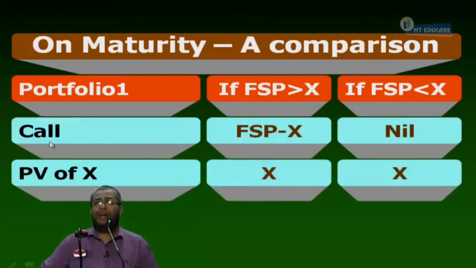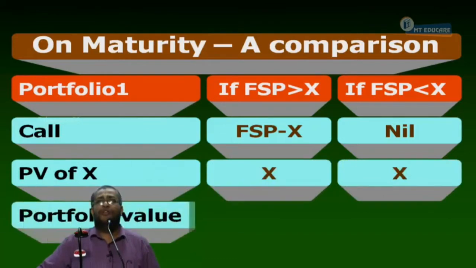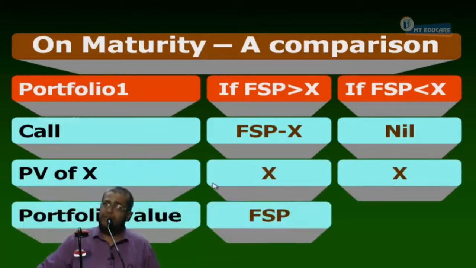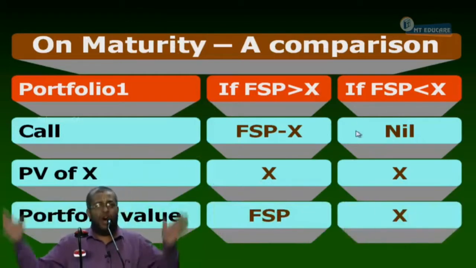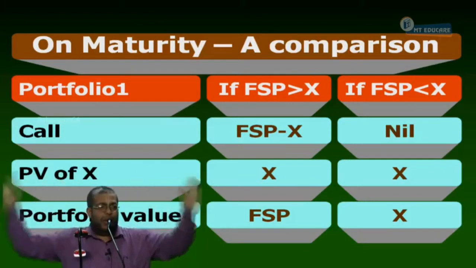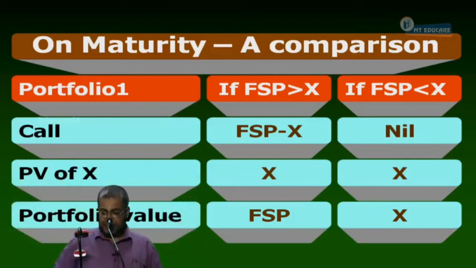I have only the call and cash. So my portfolio value is FSP minus X plus X, which gives FSP. Or nil plus X gives X. This is the portfolio value on maturity date of portfolio number 1. Right? Yes or no? So this is number 1.